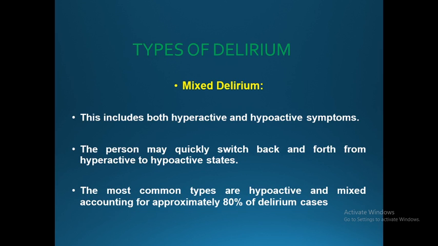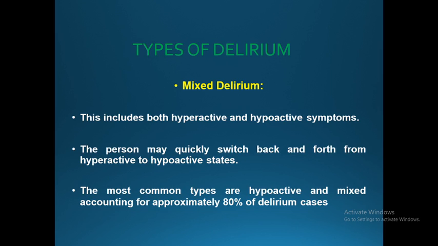Then we have another type, together these two types: mixed delirium. This includes both hyperactive and hypoactive symptoms. The person may quickly switch back and forth from hyperactive to hypoactive states. The patient becomes hyperactive and again hypoactive. He will become aggressive, argumentative, very hard to handle, not cooperative at all. Then again he starts to sleep.